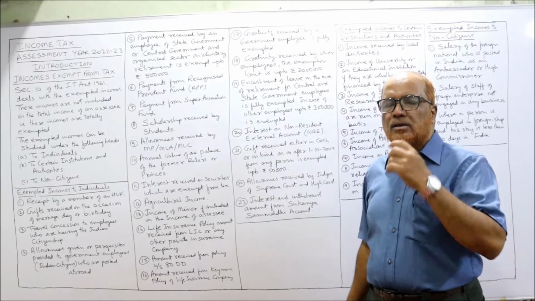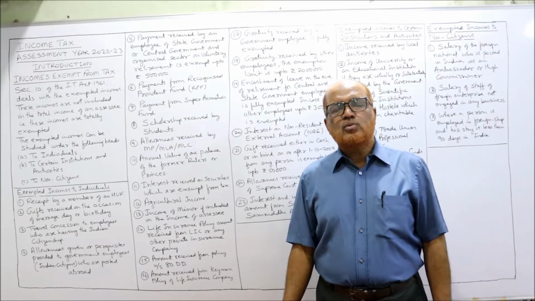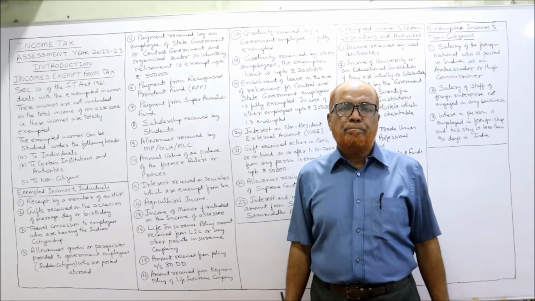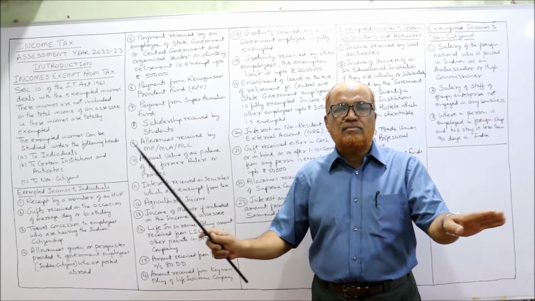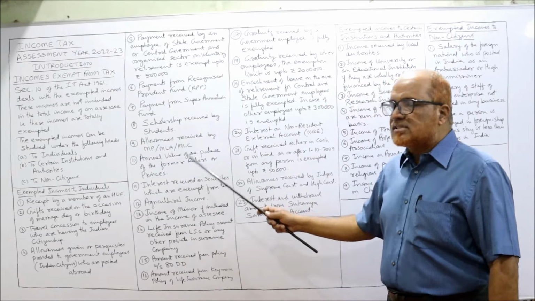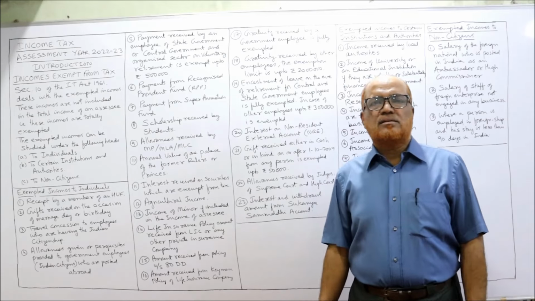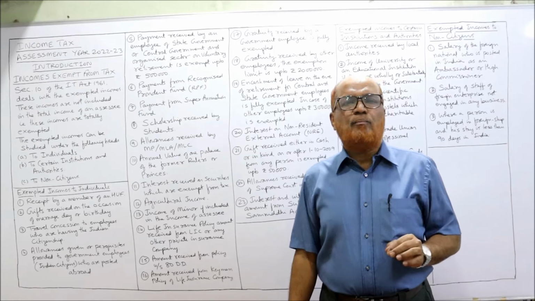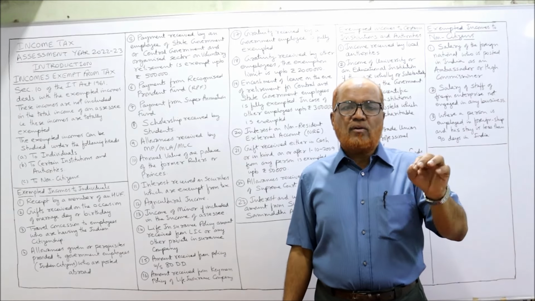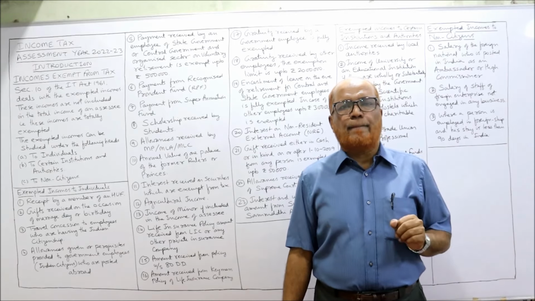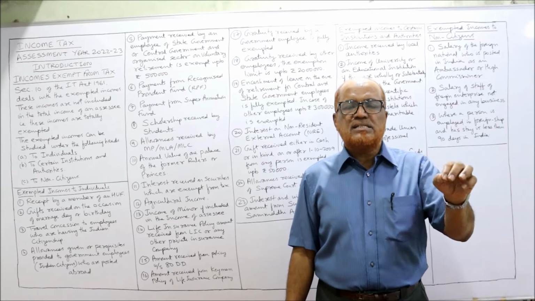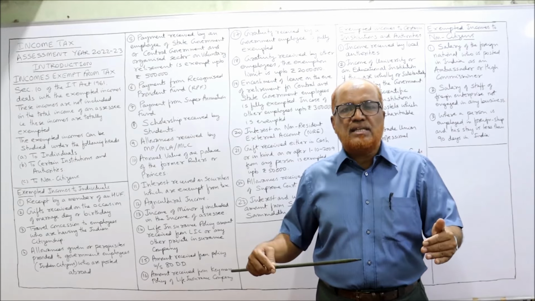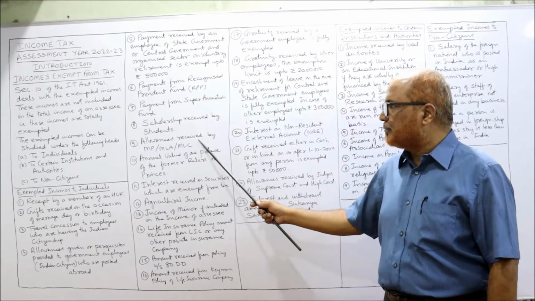Scholarship received by students. Many students will get a scholarship. That is also an income. But the Income Tax Act says scholarship received is exempted. Allowances received by MPs, MLAs or MLCs. Any allowances received by a member of parliament, member of state legislative assembly or member of state legislative council, whatever allowances these members get, are fully exempted.